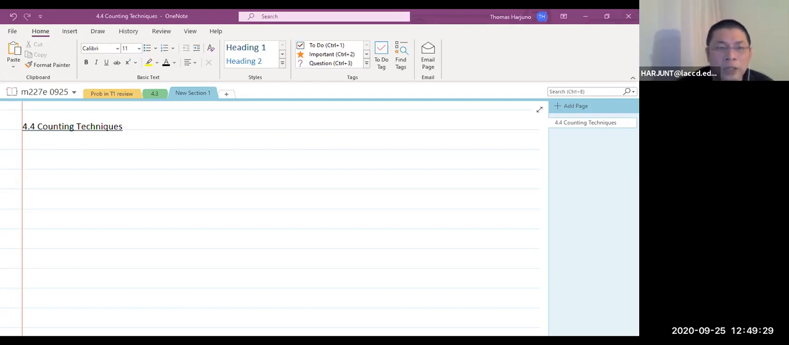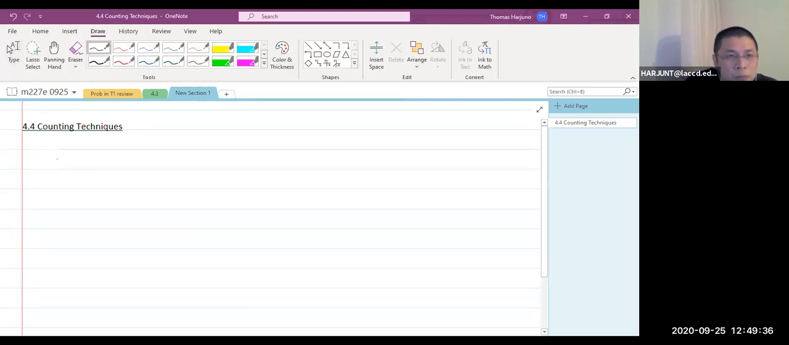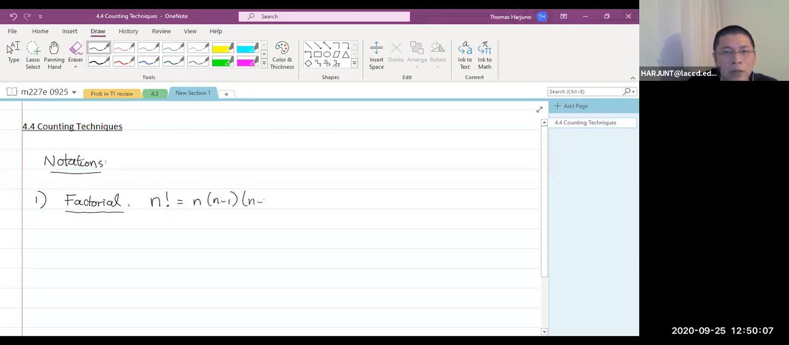Now, counting techniques. I will teach you right now only how to use the calculator. There are 3 things that I need to teach you. They are not counting techniques, but more into notation. First one, factorial. N factorial means n times n minus 1 times n minus 2 all the way down to 3 times 2 times 1. And you end at 1.